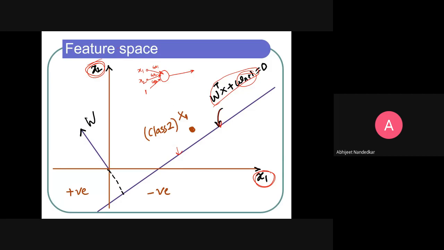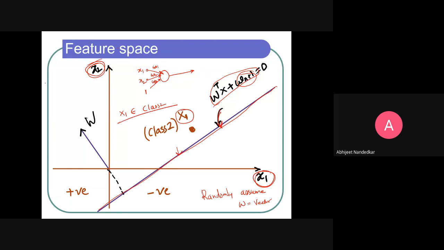So what I do is randomly assume a weight vector for a given neuron. I just put some numbers here, w1, w2, w3, and assume that this is the line which is drawn because of this random assumption. Then I present pattern number 1, say x1, which actually belongs to class 2.